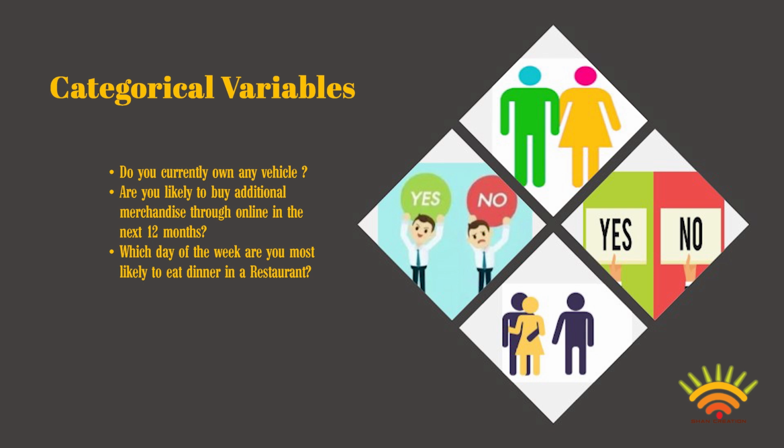Another example: I'm married. The answer may be yes or no. Or, what is your marital status? The answer may be married or single. There are two categories. And what is your gender? The answer may be male or female. There are two categories divided in the variables. So these are the categorical variables.